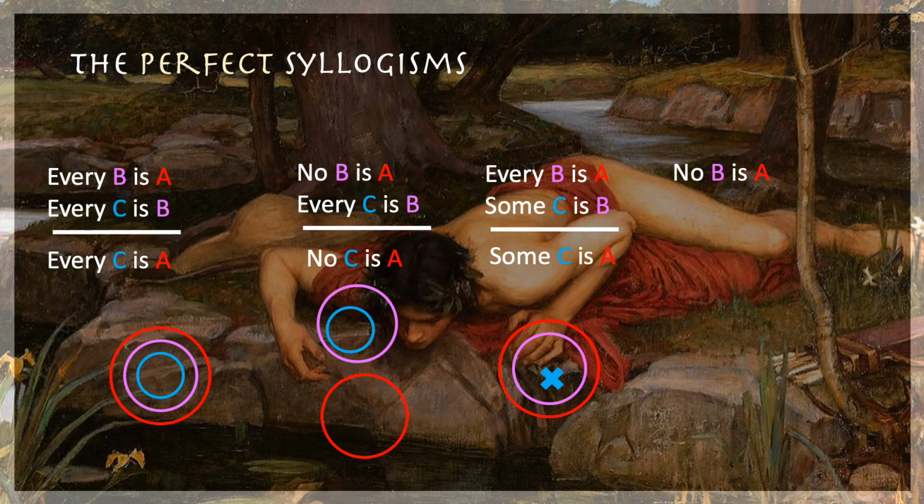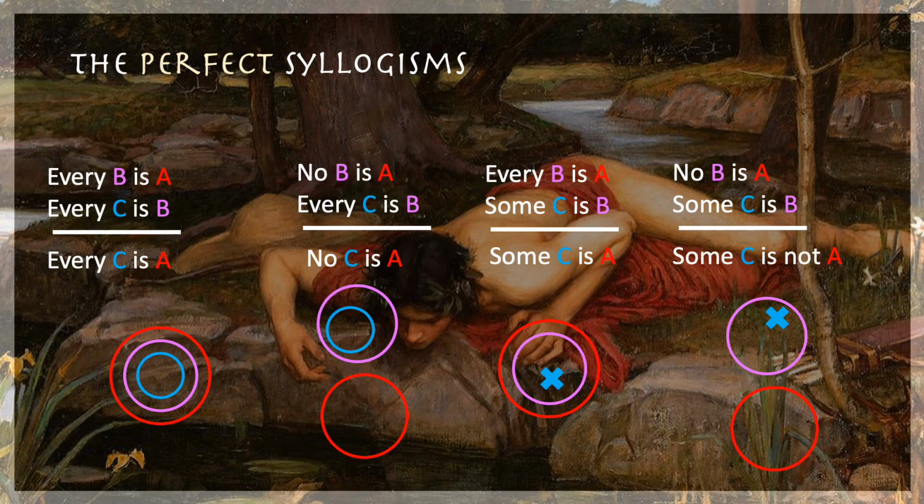The fourth kind of perfect syllogism is as follows. The major premise is no B is A. This is again represented by two circles entirely outside each other. The minor premise is represented as some C is B. Here we'll put an X within the circle B. This X will be shaded the same color as the minor term, C. The conclusion we draw is that some C is not A. Obviously, if there's an X within the circle B and the circle B is entirely outside of the circle A, then there's at least one thing that belongs to C that's outside of A.